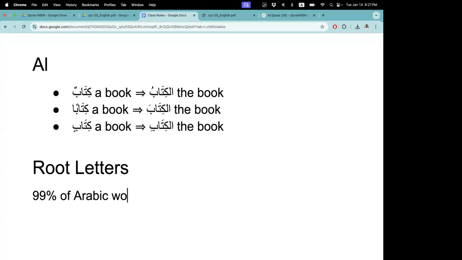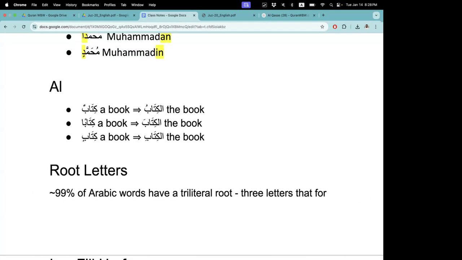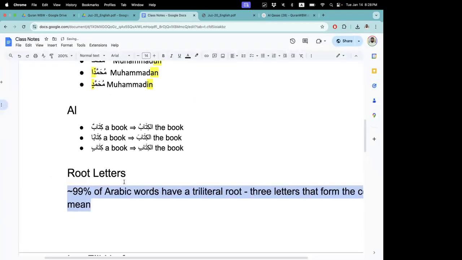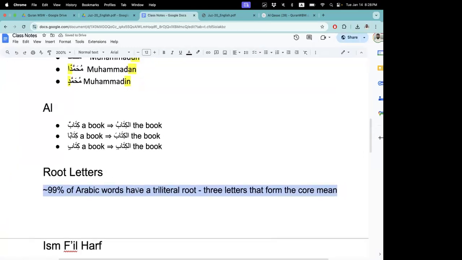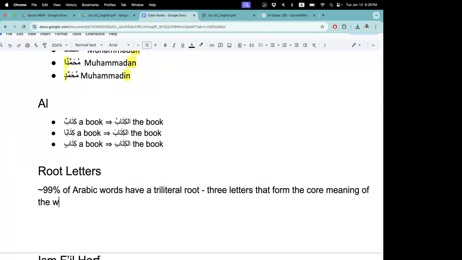99% of Arabic words have a triliteral root. I'm going to put an approximate there. Triliteral root means that there are 3 letters that form the core meaning. You know, this is actually not going to work. I'm going to increase the size of the font, but that doesn't work either. I think this is probably the biggest it can get for now. Is that okay? Okay, core meaning of the word.